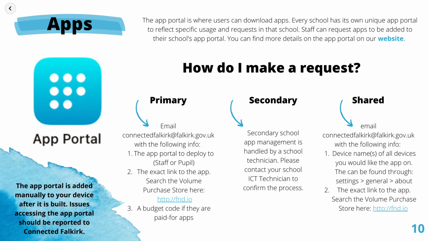So if you're in a secondary school, you contact your school technician, and if you're in a primary school, you just email connectedfalkirk@falkirk.gov.uk. And remember to include the device names if it's shared devices you'd like the app added to.